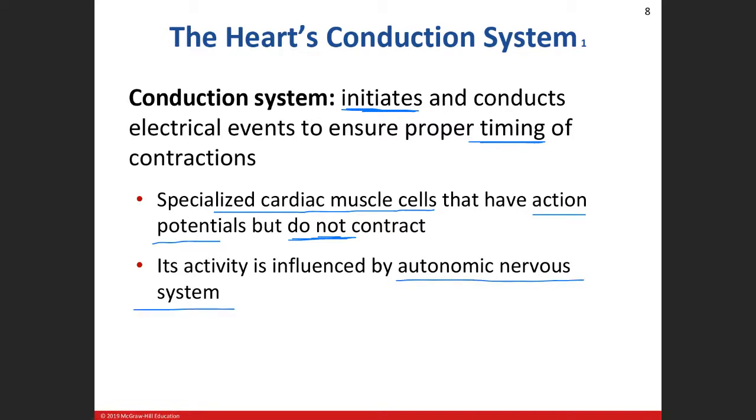Huge. Autonomic nervous system controls heart activity, okay? Going back to our nervous system. If we break down our nervous system, there's two parts when we're talking about the functional nervous system, right? You have the somatic nervous system. You remember what that is?